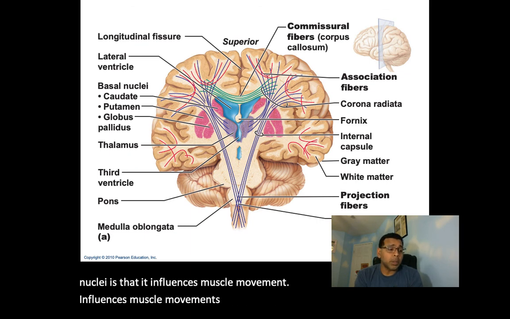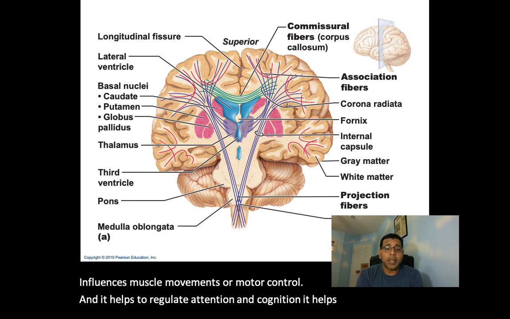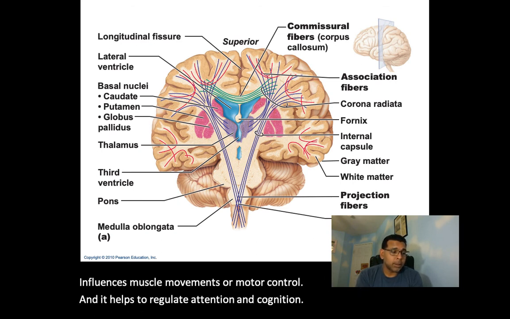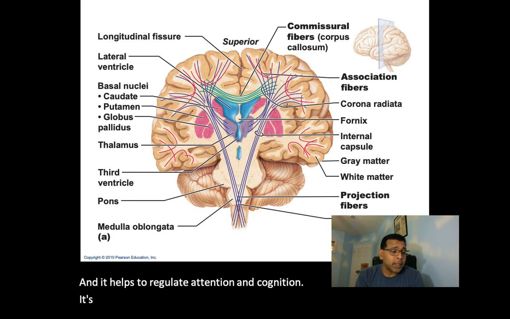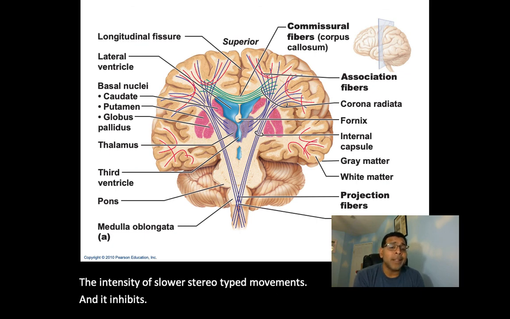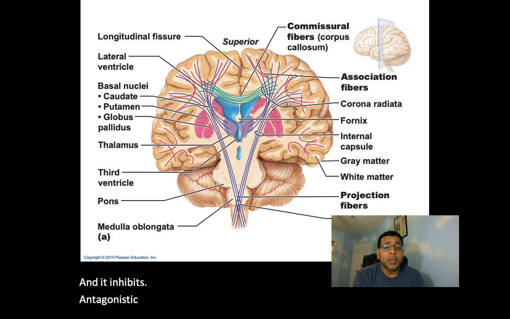So motor control. And it helps to regulate attention and cognition. It's also going to regulate the intensity of slow or stereotyped movements. And it will help inhibit antagonistic and unnecessary movements.